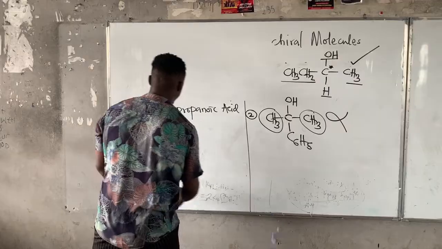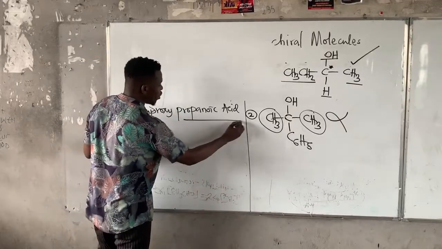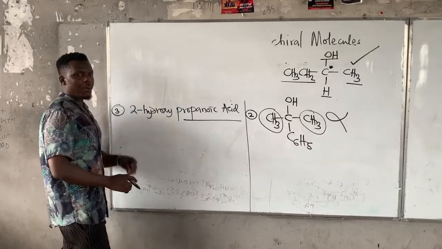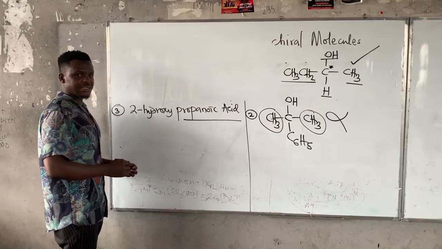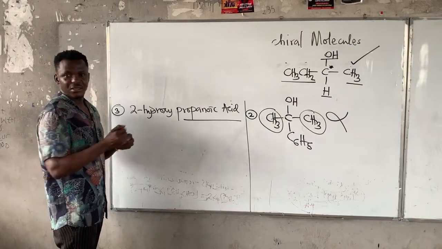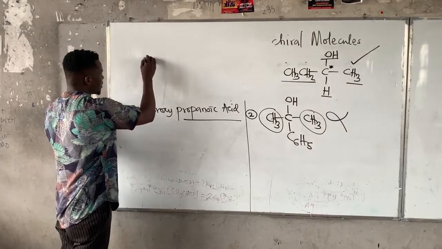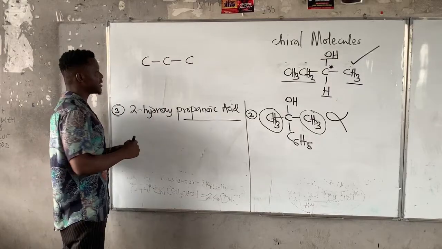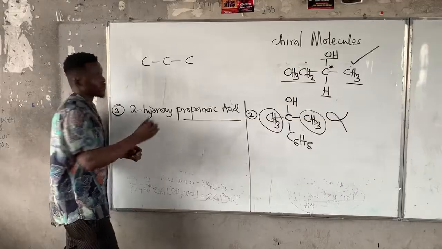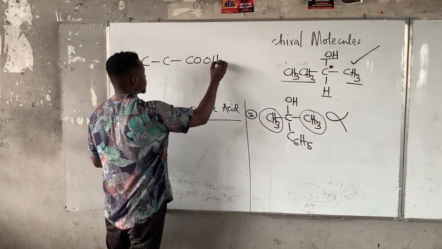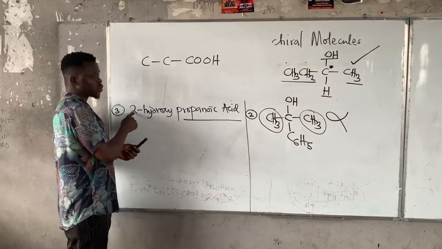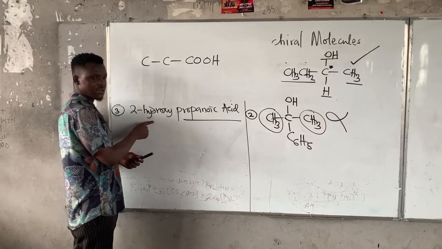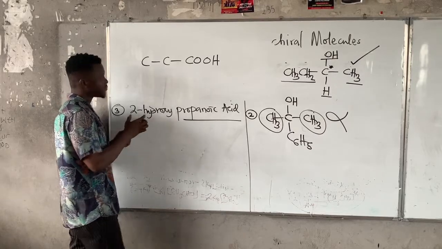Okay, so what is the parent chain here? Propanoic acid. Propanoic acid means a 3-carbon acid, so this is called propanoic. Prop is 3: 1, 2, and 3. Oic acid means that carbon 1 is COOH also. So this is COOH. Now at carbon 2, we have what? Hydroxy, which is OH.